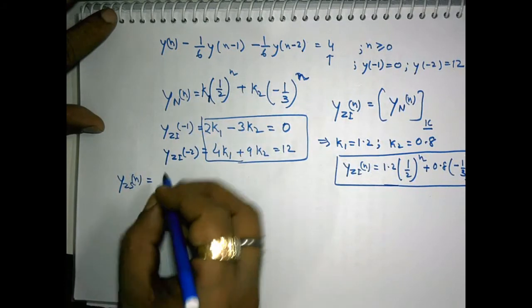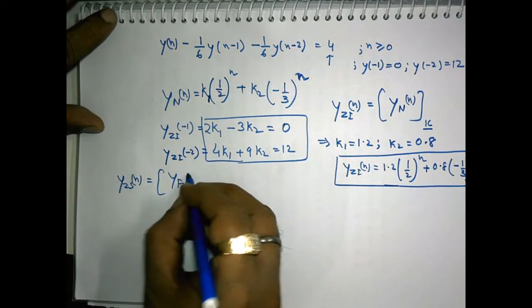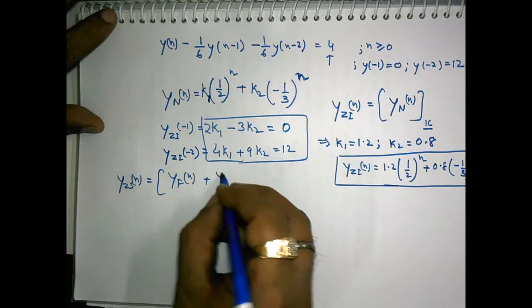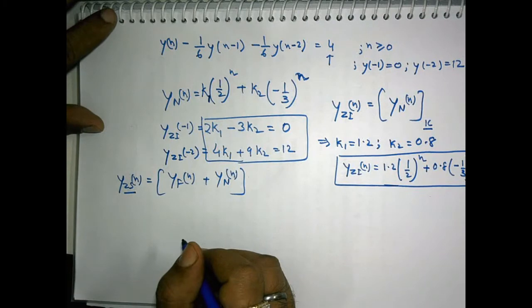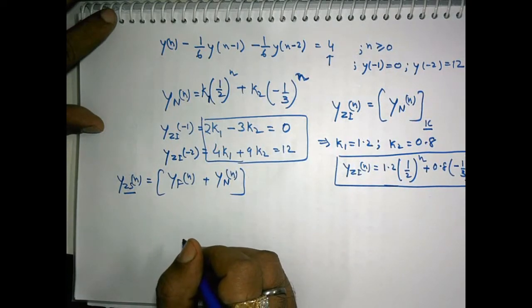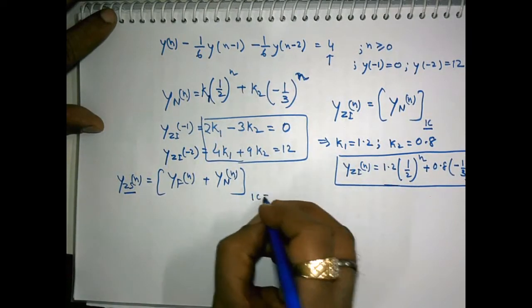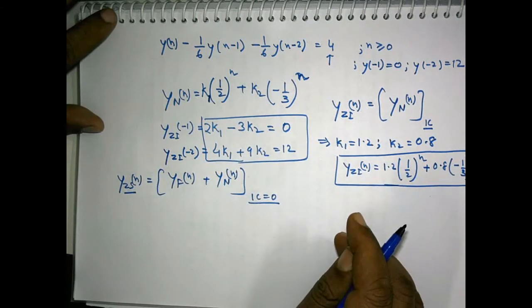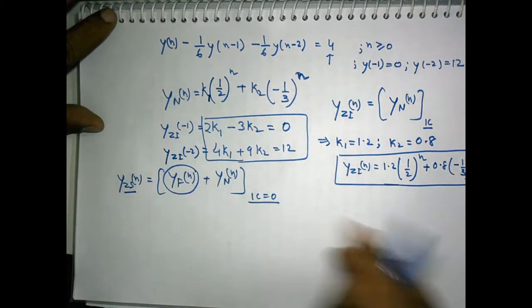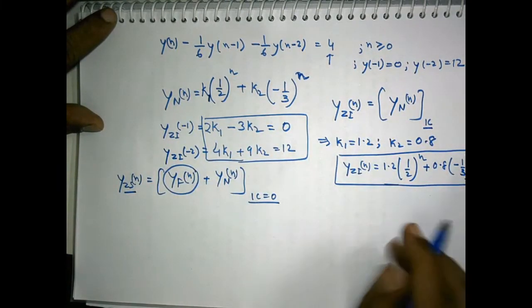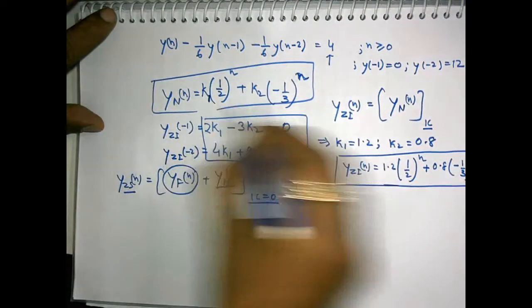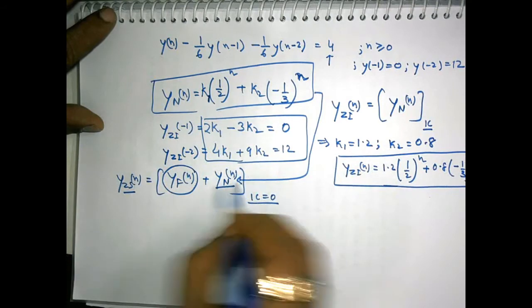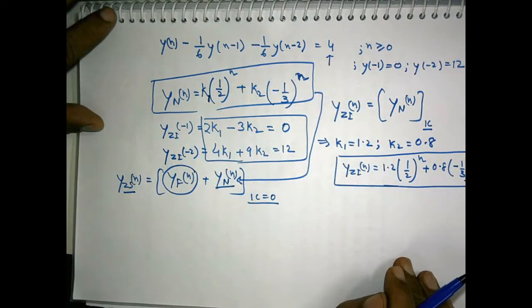Now we will evaluate yzsn, and this is obtained from yfn plus ynn, and since it is zero state response, the initial conditions will all be equal to 0. And we will evaluate this yfn independently. So we have evaluated the form of natural response. We will put this equation over here, and we will independently evaluate yfn.